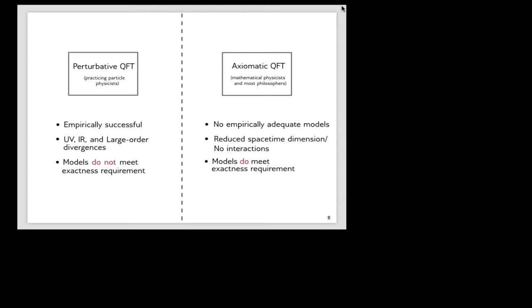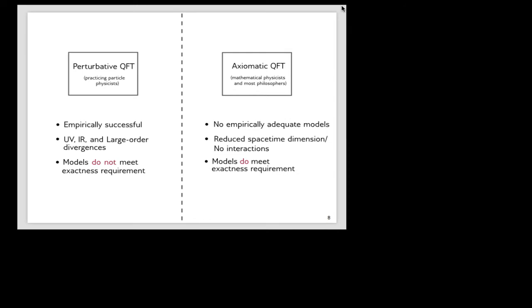And I think this kind of attitude about the mathematical characterization of the content of the theory has led to a kind of divide in the literature. So on the one hand, there is perturbative quantum field theory, which is used by practicing particle physicists, and it is empirically successful, but it contains these ultraviolet, infrared, and large order divergences. And as a result of containing these divergences, the models do not meet the exactness requirement.